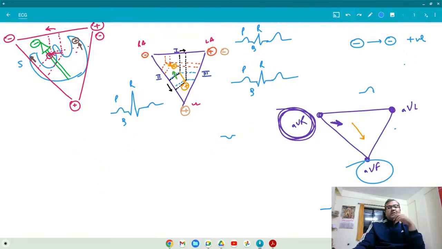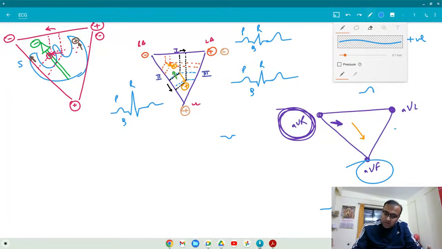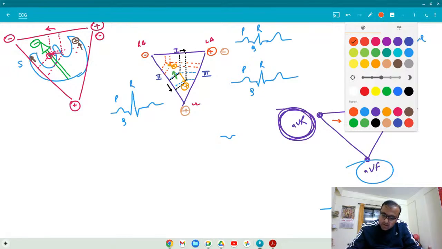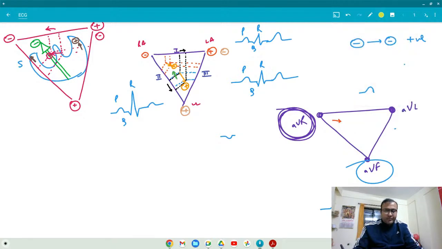Tell me about similarly septal depolarization. What was the septal depolarization like? Do you remember septal depolarization? Initially, this was the thing that we were discussing. Now will septal depolarization be towards AVR, towards AVL, or towards AVF? Correct, so septal depolarization was of this type.